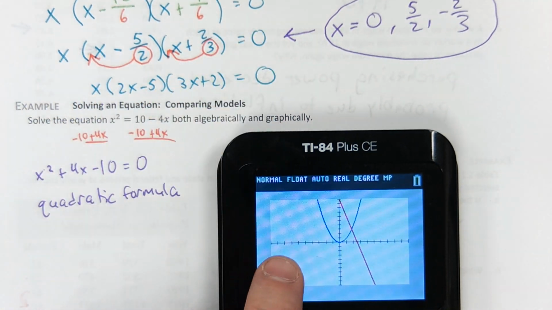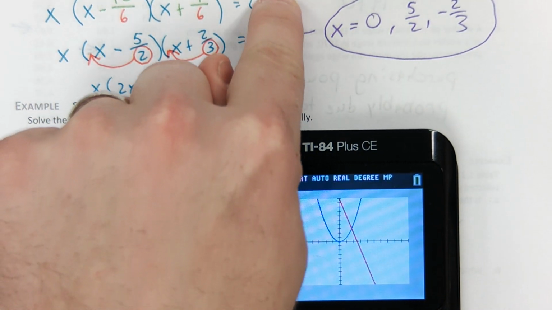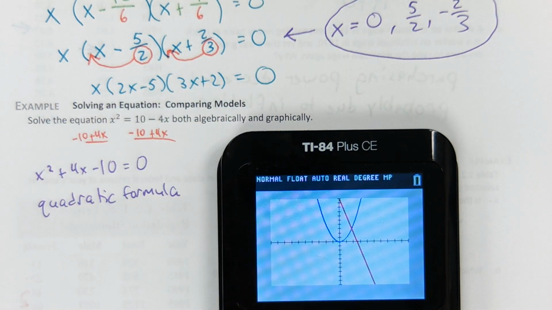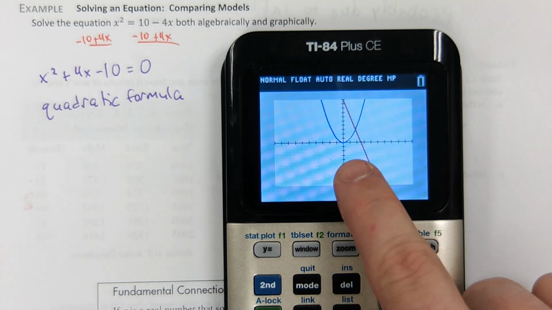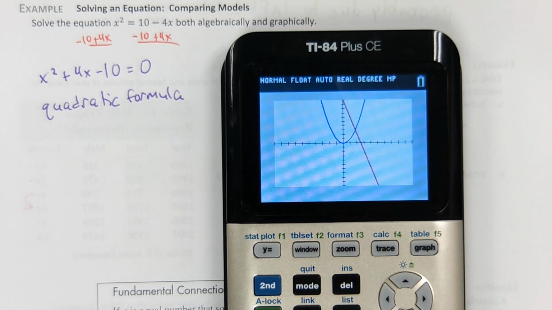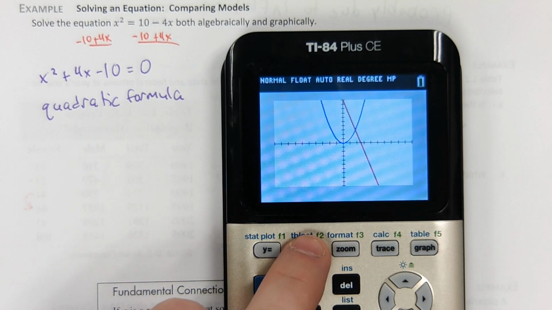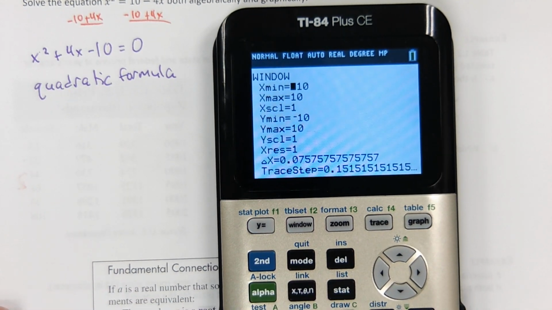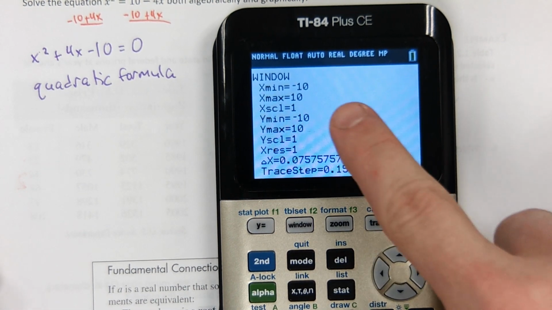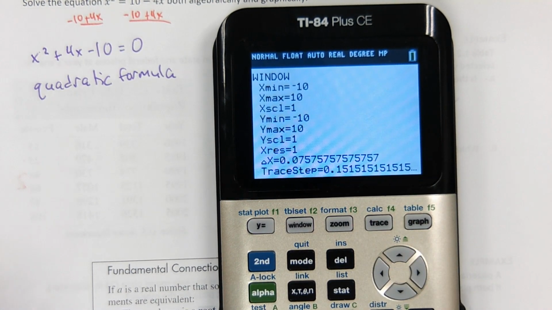There's a good chance, though, that it's still going to fit within x equals negative 10. We need to adjust our window. You know what y values don't matter? The negative ones. They're not important. So when I go to my window, which is that button right there, I'm not going to mess with the y minimum. It says y minimum is negative 10. We're fine with that. That's not a problem. And my x minimum, x maximum also were not an issue.